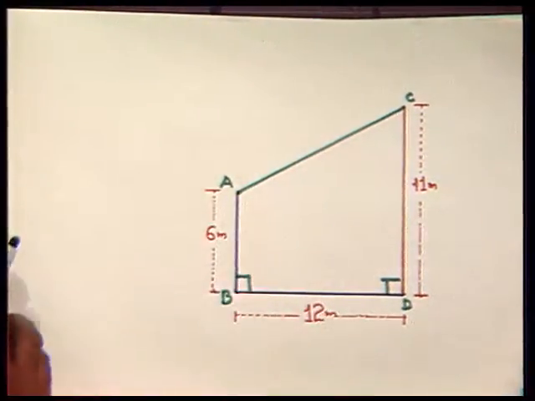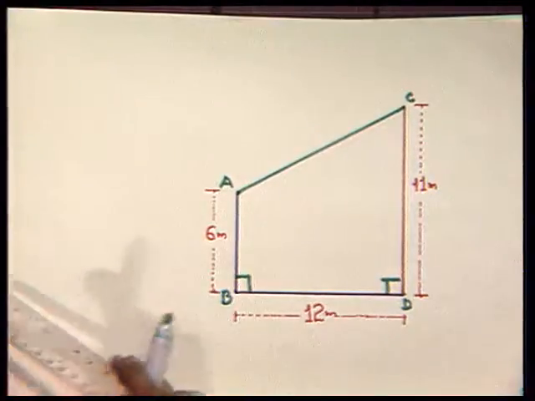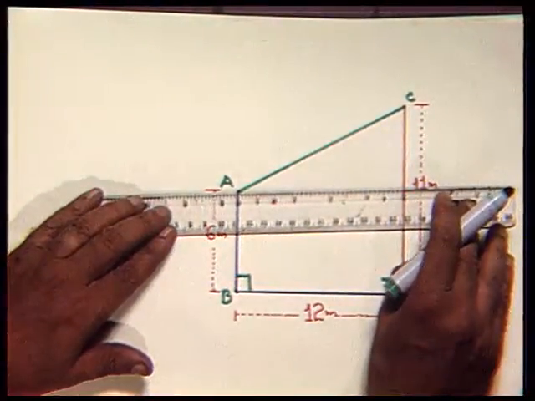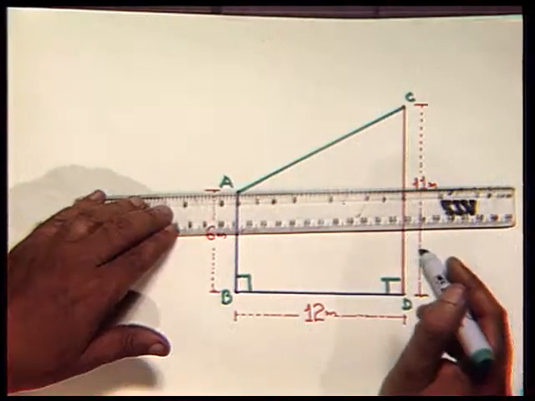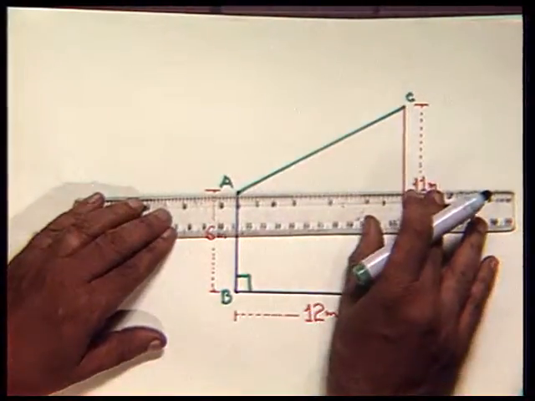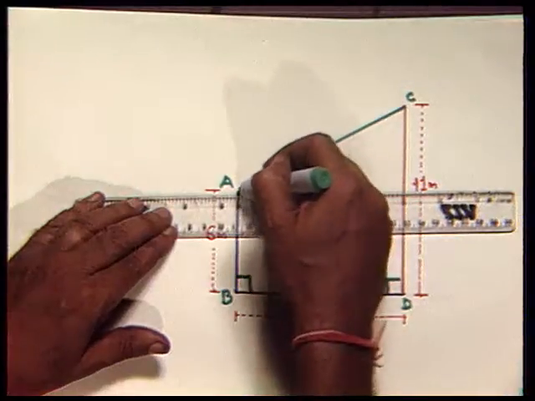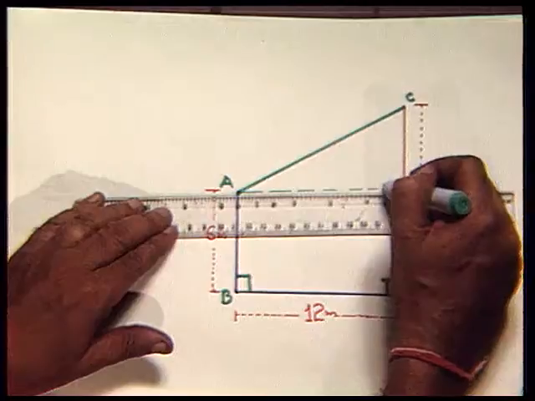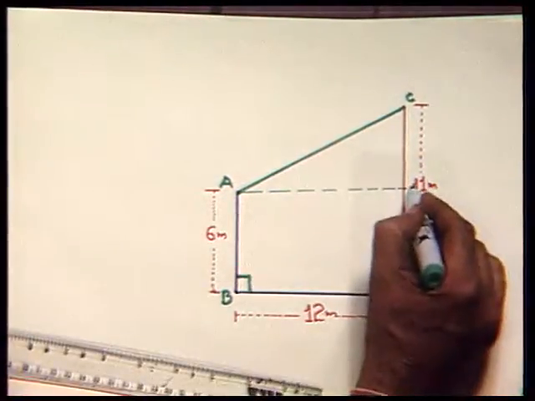Now, to get the distance AC from A, I will draw a line perpendicular to CD and mark this point as E.